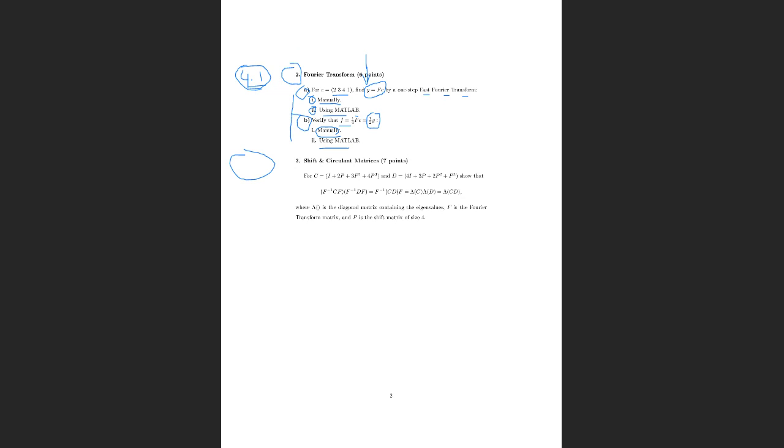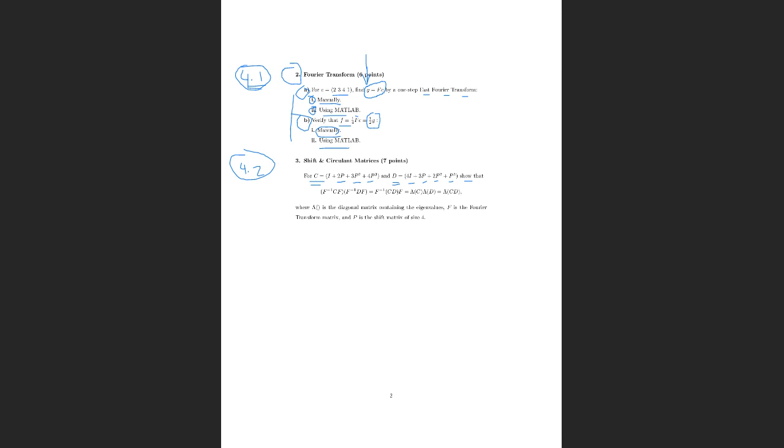Last question, and that's it. 4.2. It's about shift and circulant matrices. Actually, this question is on 6, not on 7. I forgot to change. So we have two matrices C and D which are circulant matrices, described this way. C is I plus 2P plus 3P squared plus 4P cubed. And D is 4I plus 3P plus 2P squared plus P cubed.